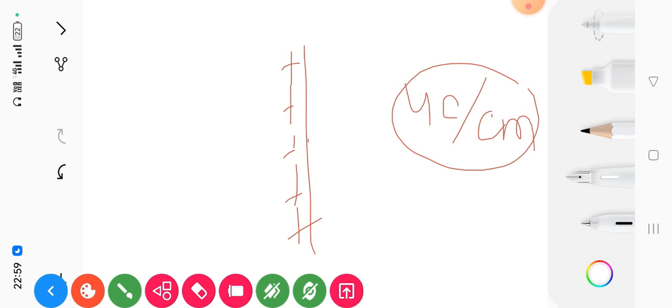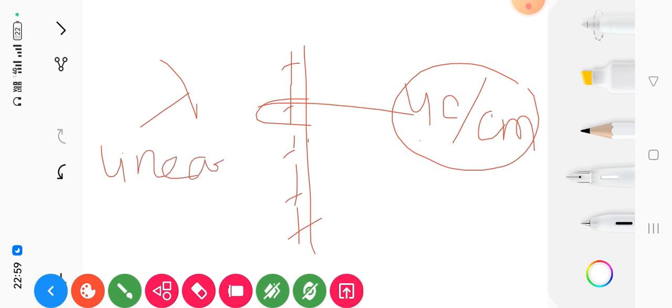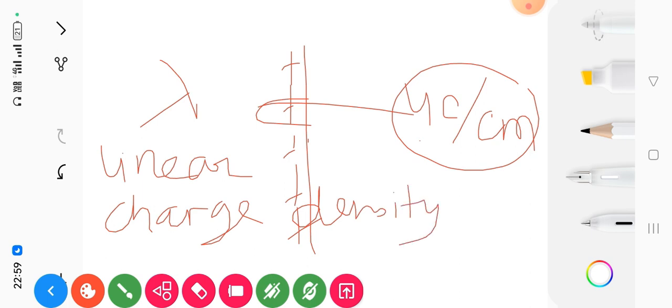And this is a name actually. It is called lambda. And what is lambda? It is a name, linear charge density. What is linear charge density? As the name suggests, linear is for line, charge density: how much charge is there per unit length. Here in the example I told you 4 coulomb per centimeter. So lambda, we will be given lambda for our problem.